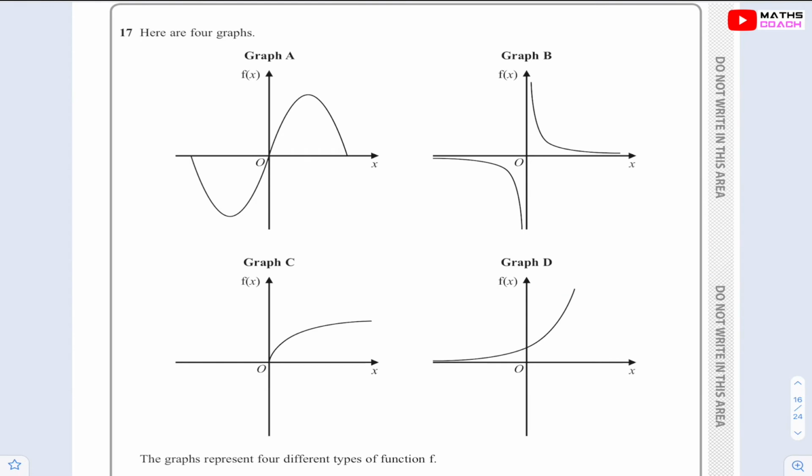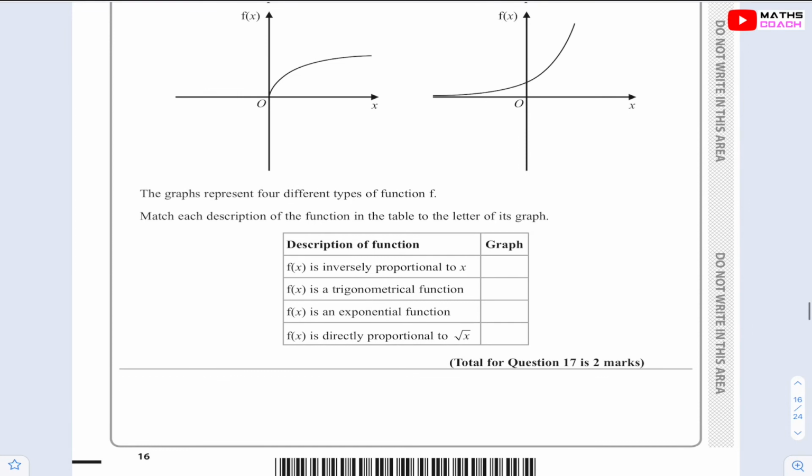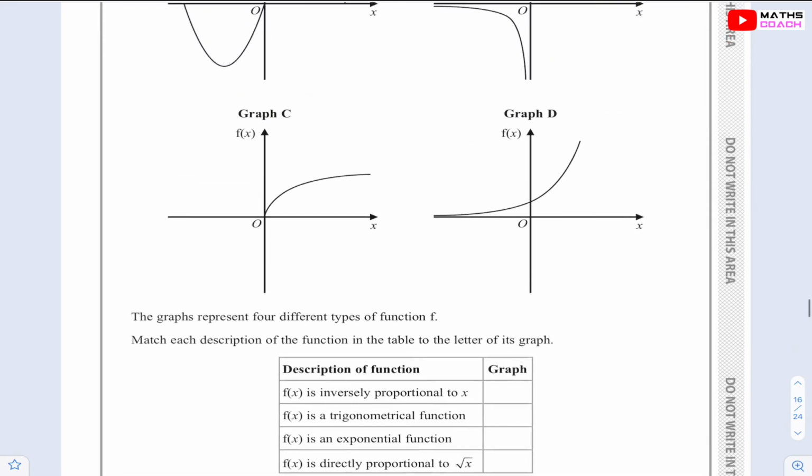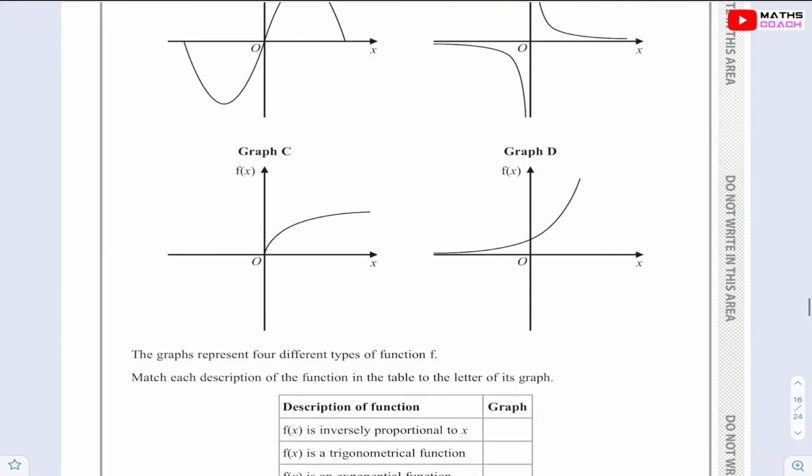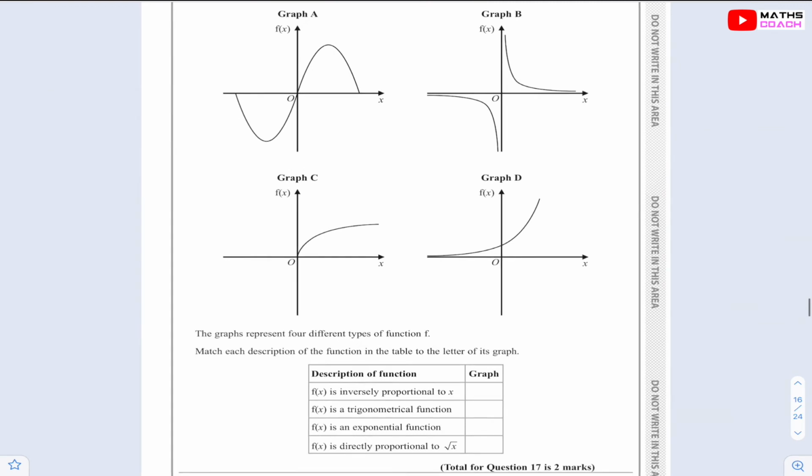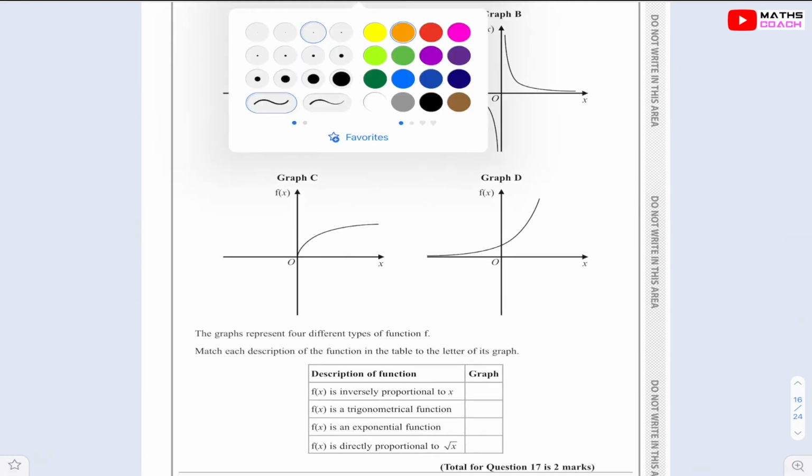Question number 17. Here are 4 graphs. The graph represents 4 different types of function f. And we have to match the description of the function in the table to the letter of its graph. All right, so let's have a look at the graphs and the descriptions. I'm going to zoom out a little bit here so you can see what's down there.